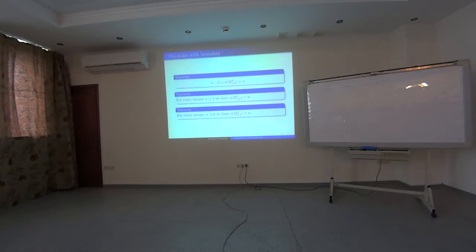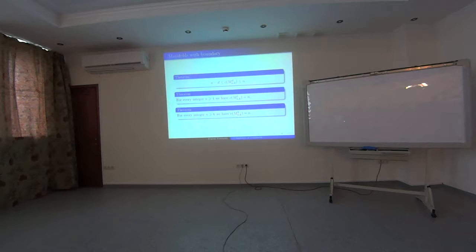Okay, and what we proved for such manifolds. First, we proved that we find upper and lower bounds for the complexity of such manifolds. And for the case when d equals 1 or d equals 2, we find the exact value of the complexity of such manifolds.